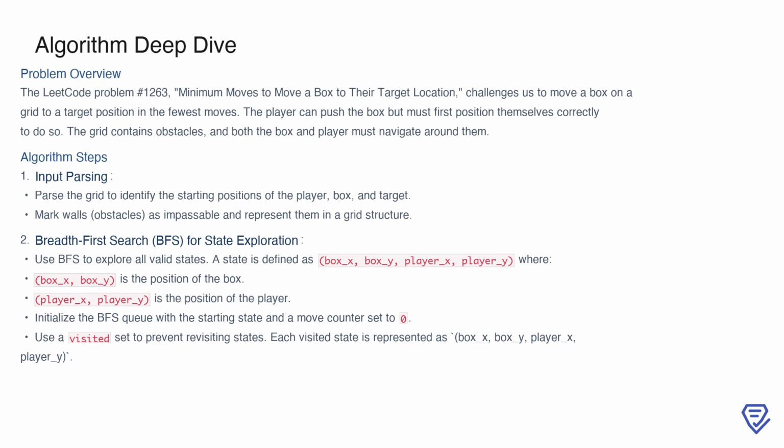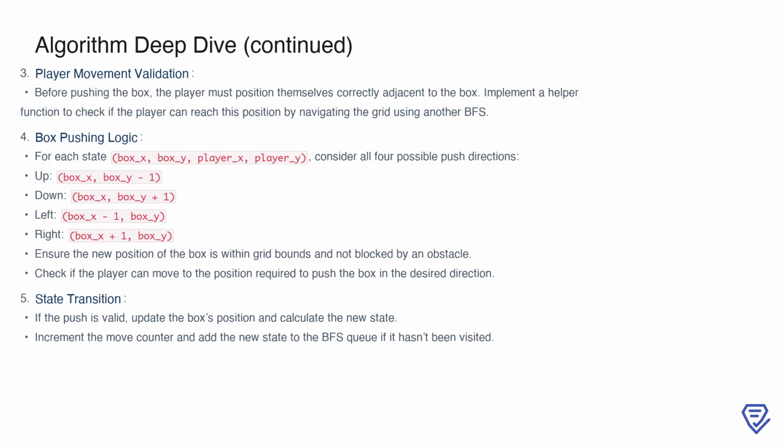To avoid redundant work, we maintain a visited set that tracks all previously explored states, using their unique representation to ensure efficiency. Now, to push the box, the player needs to position themselves adjacent to it in the correct direction. To achieve this, we implement a helper function that uses another BFS to validate whether the player can navigate the grid to reach this required position.